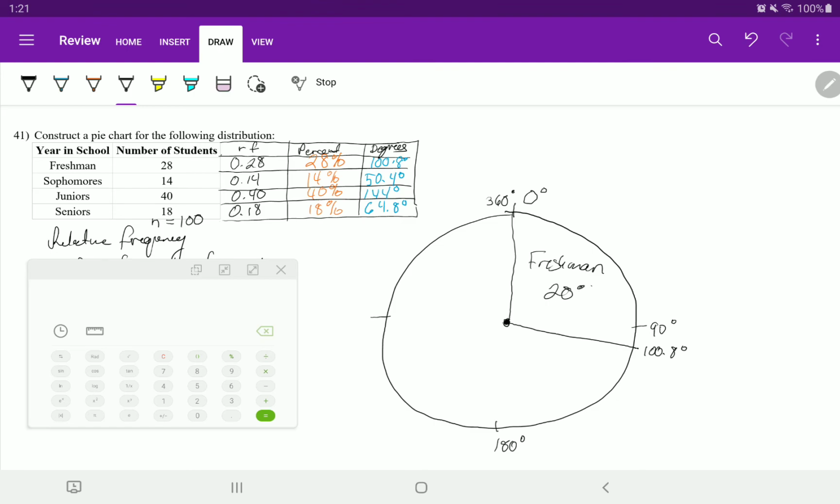And that's 28%. So now to find out the next part, I'm going to take my 100.8 degrees and add 50.4 degrees. And that is 151.2 degrees. So I want to approximate that on my pie chart. And we'll put that right about here. 14% is relatively small, so we'll put it right there. 151.2 degrees. That's going to be sophomores.